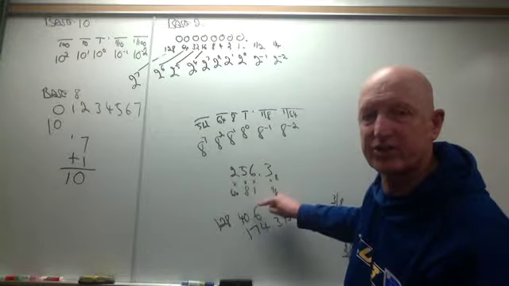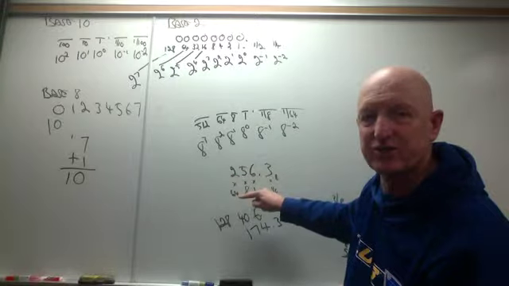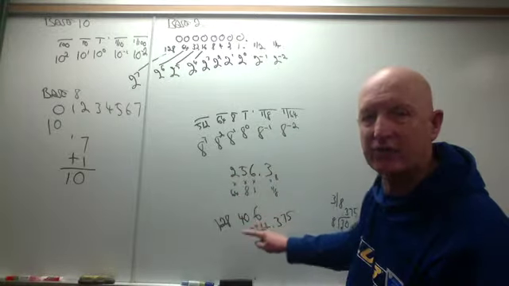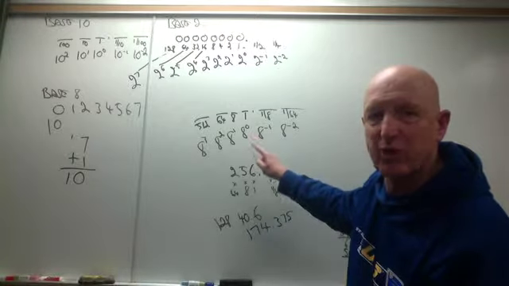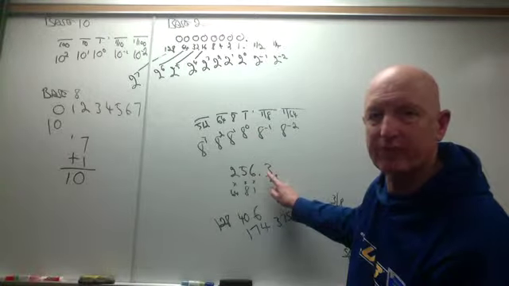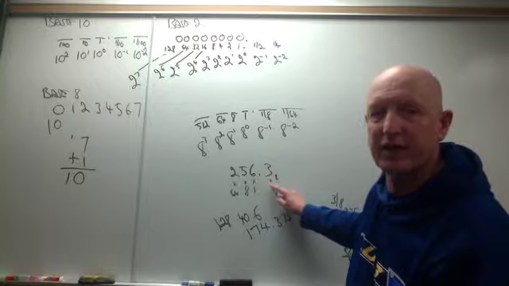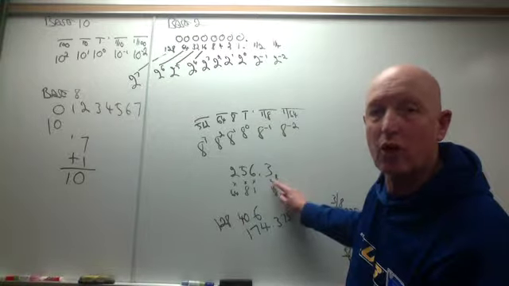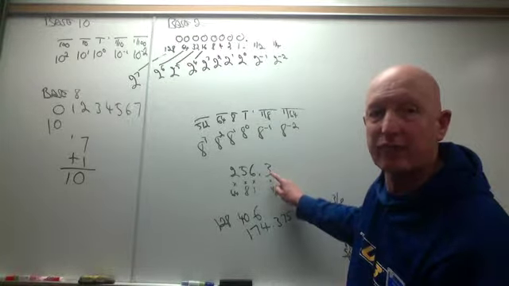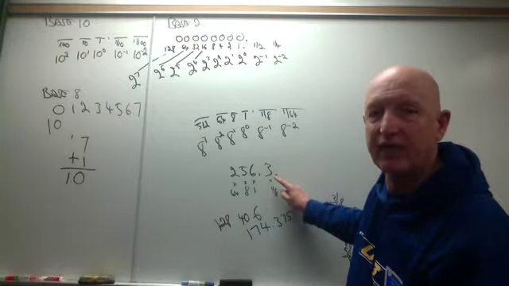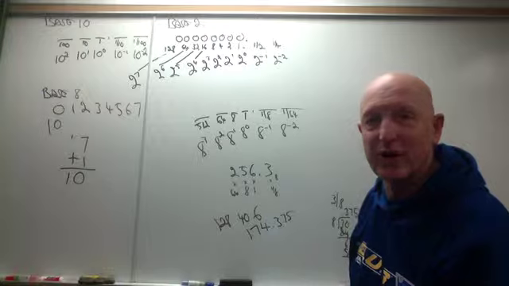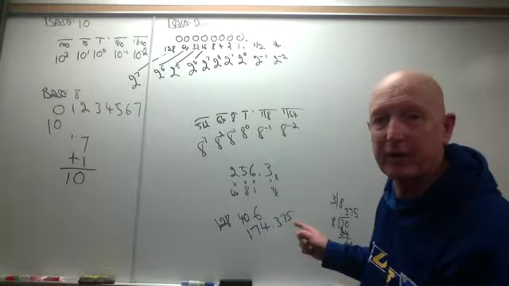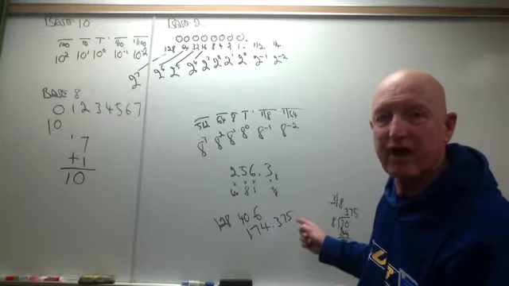So 6 1s is a 6. 5 times 8 is 40. 2 times 64 is 128. I add those together and I get 174. Then I have a decimal point here, and I have 0.3. Well, that 0.3 is 8 to the negative 1, or 1/8. So I have 3 eighths. And if I translate 3/8 into a decimal number, it actually becomes 0.375.